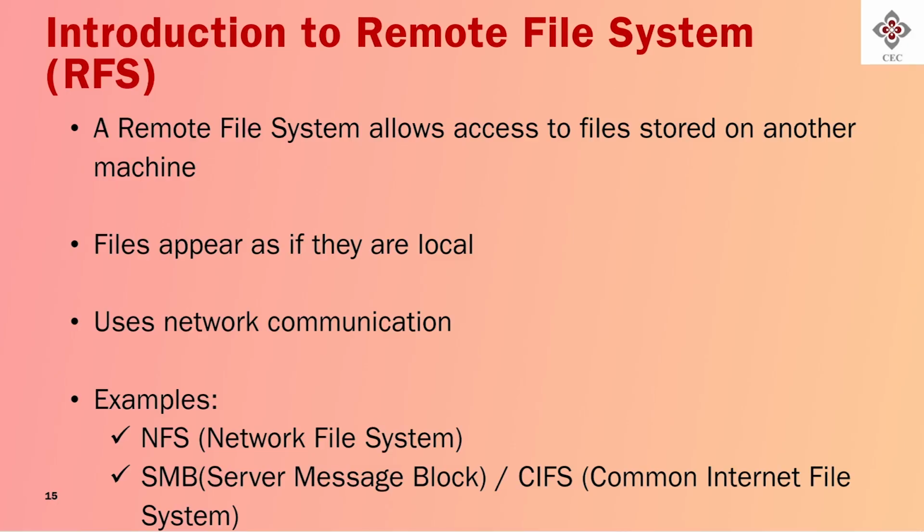It uses network communication. Of course, if you use network communication, there is some delay between the server which is going to feed the data to the client, based on the bandwidth and many other factors in the network. Apart from that, the access is as simple as accessing from a local system. The basic examples of remote file systems are NFS, the network file system, SMB, which stands for server message block, and CIFS, the common internet file system. These are all different remote file system interfaces that can be used to access files from a remote server.